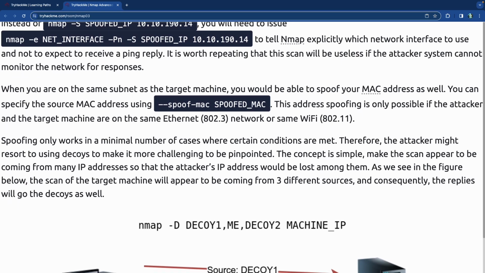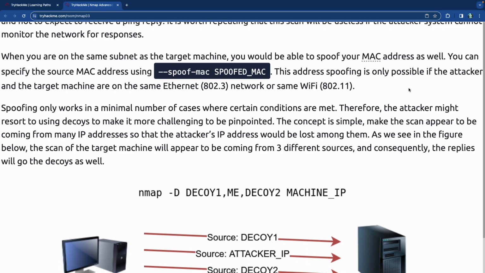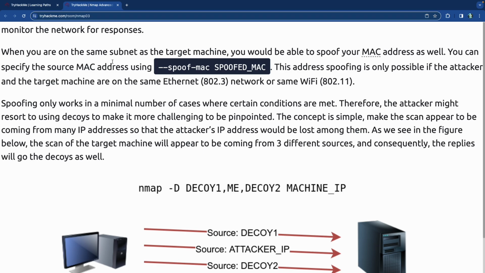So when you're on the same subnet as the target machine, you would be able to spoof your MAC address as well, because MAC addresses in ARP requests can be shown, so you can spoof your MAC address so that it doesn't come back to you. Apparently it's actually really easy to spoof your MAC address. So you can specify the source MAC address using --spoof-mac and then the spoofed MAC.